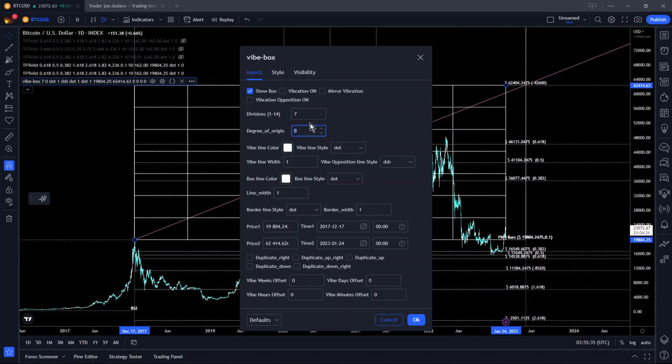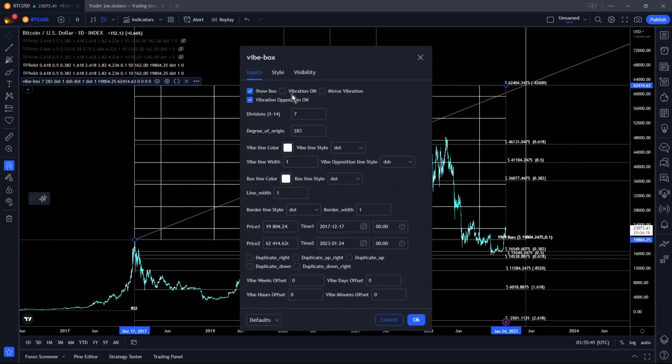We've already talked about that. 283 is its vibration natal sun. And you've got vibration on. Now we've got this vibration opposition. That's a midpoint that it adds. It's a secondary line, a midpoint between the two division channels that it usually did make before. So that's just some great extra information for your trading purposes and your cycle information.